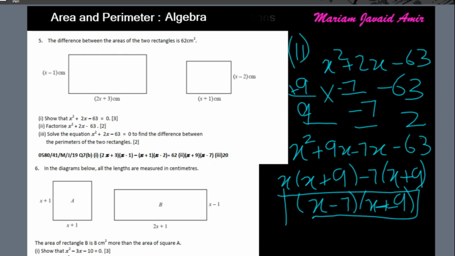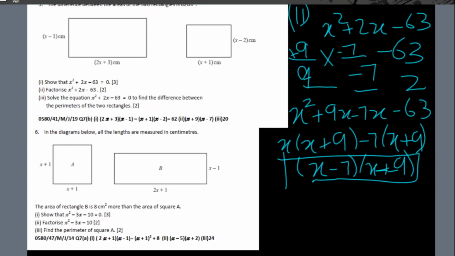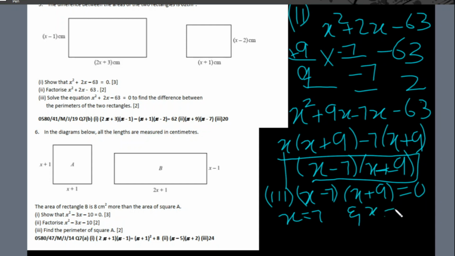That means we need the value of x and then find the difference between the perimeters of the two rectangles. So when we equate for part 3, we equate this to 0. So x minus 7 bracket x plus 9 equals 0. We're getting two answers, x equals 7 and x equals minus 9. This is the first part of question 3. And then find the difference between the perimeters of two rectangles. So now we'll discard the negative value and only choose the positive value, because length cannot be negative.